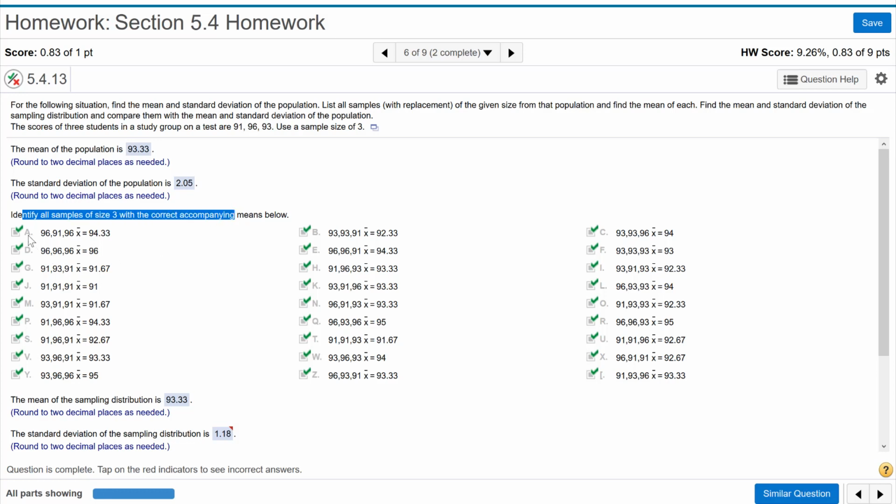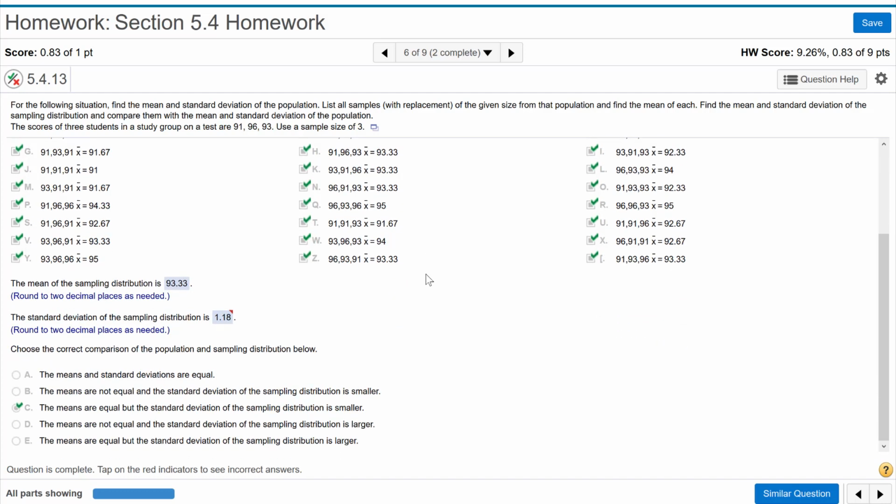And notice I clicked every single one of them, because every single one of them had either a 91, 96, or 93 inside its sample. So it was almost like a trick question. That's all it was. Trying to see if you got that. Okay, let's go on here. So as long as these guys repeated themselves, if you had a 94 somewhere in here, and there's no 94 in the study group, then that could not be a sample. We're good. That's what I just want to show you.